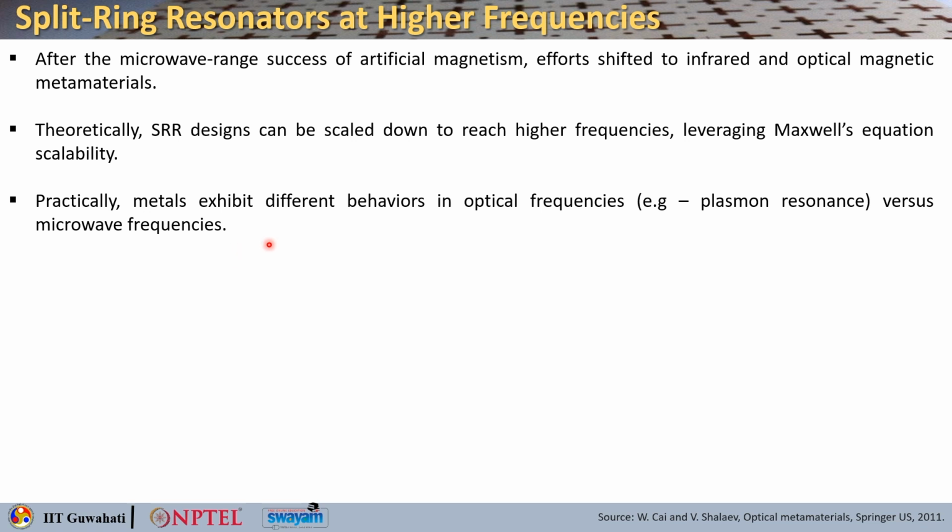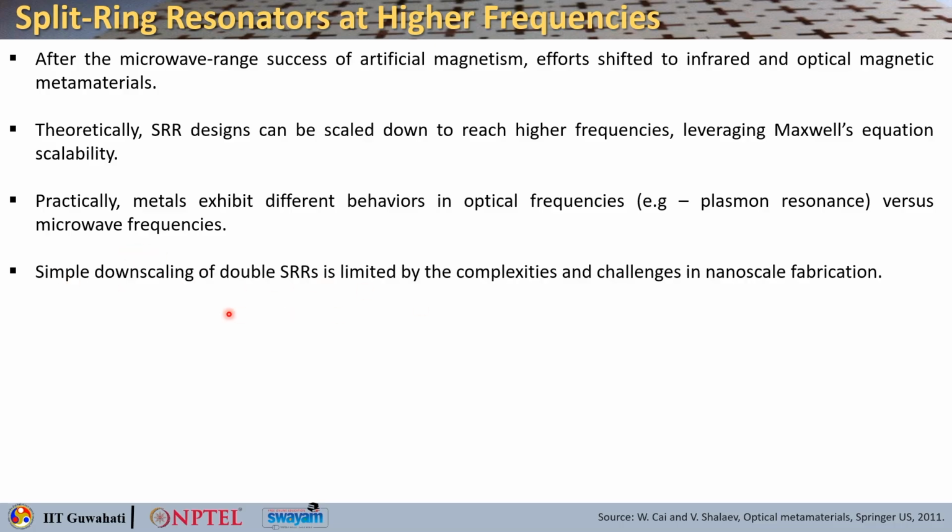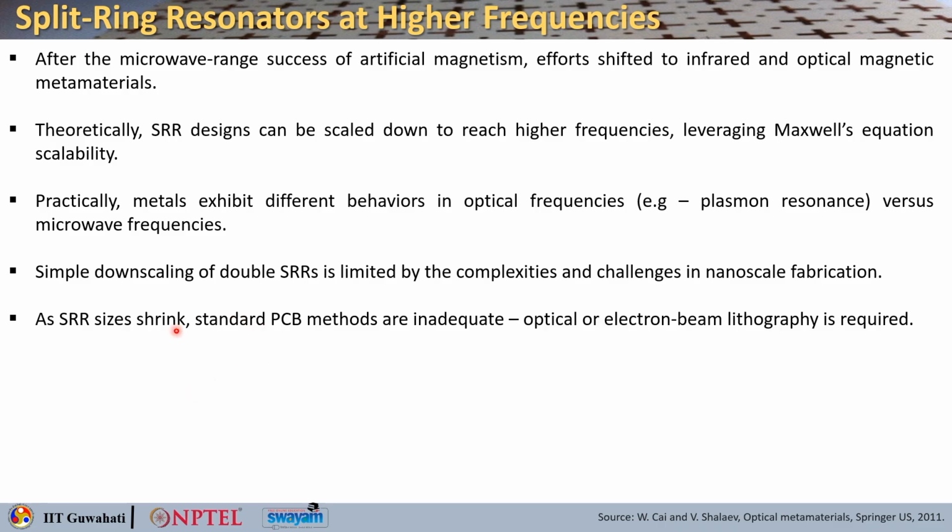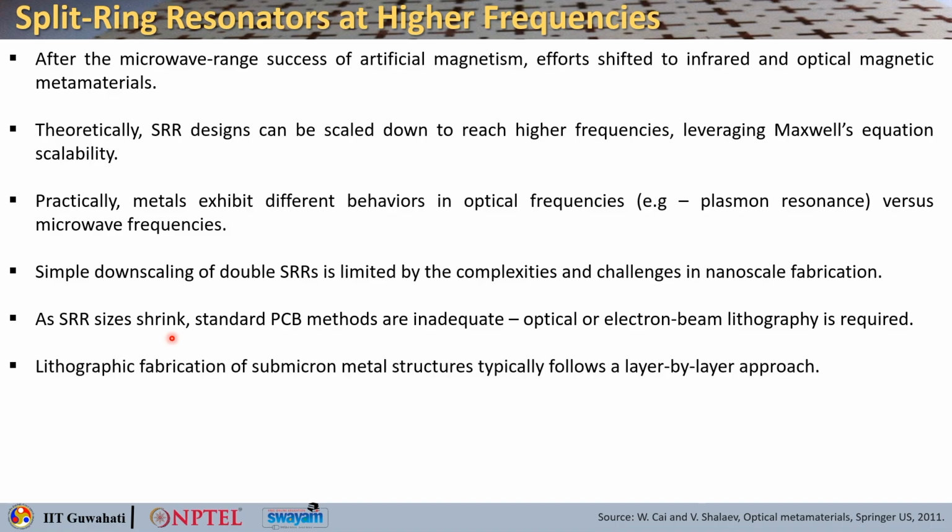Now, metals exhibit very different behavior at optical frequencies, especially they show plasmon resonance. As compared to the microwave frequencies, where you do not have all those special effects coming in, simply downscaling double split ring resonators will not work, because there will be some complexity and challenges also coming from the nanoscale fabrication, right. And as the split ring resonator size becomes smaller, you cannot even use the standard PCB printing method. So, you have to go for optical or e-beam lithography, right.